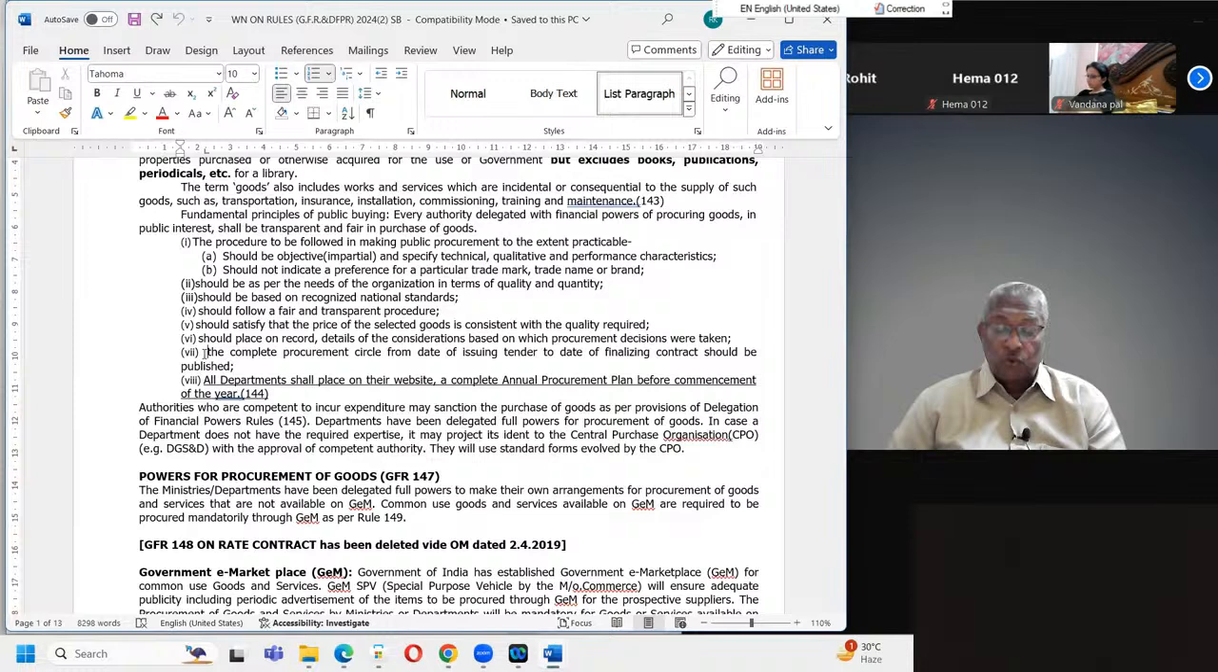Powers for procurement of goods. The ministries, departments have been delegated full powers to make their own arrangements for procurement of goods and services that are not available on GEM. पहले ये देखना चाहिए जेम क्या होता है, गवर्नमेंट ई मार्केट प्लेस, उसमें जितना भी है वो आइटम मैंडेटरीली हम जेम द्वारा ही खरीदना होगा. व्हाट इज जेम वी आर गोइंग टू सी इन द नेक्स्ट पैराग्राफ. तो उधर से जो भी आउटसाइड जेम परचेस होना है, then the departments can use other methods. Common use goods and services available on GEM are required to be procured mandatorily from GEM as per Rule 149.